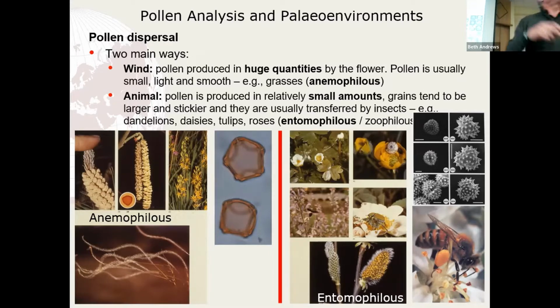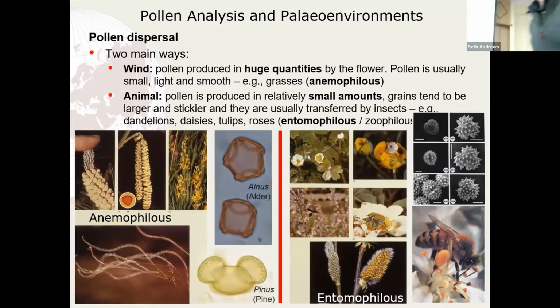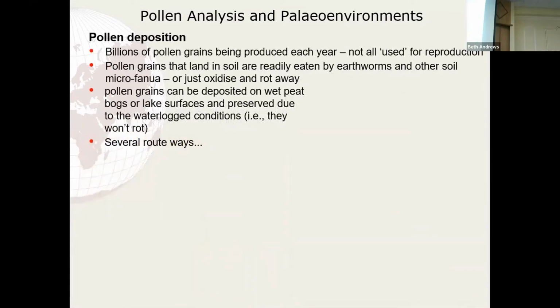About 75% of the plants on Earth are pollinated by animals. That's about 25% are wind pollinated, which has important implications for keeping and maintaining our insect population. So billions of pollen grains are being produced each year, and a lot of that is not used for reproduction. So a lot of it is just wasted.